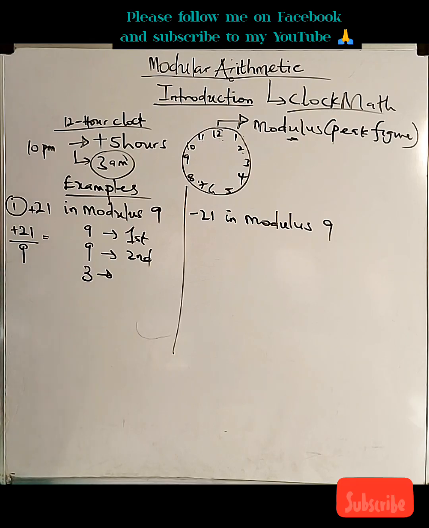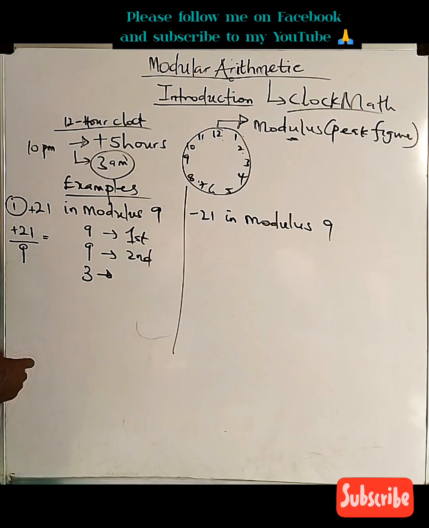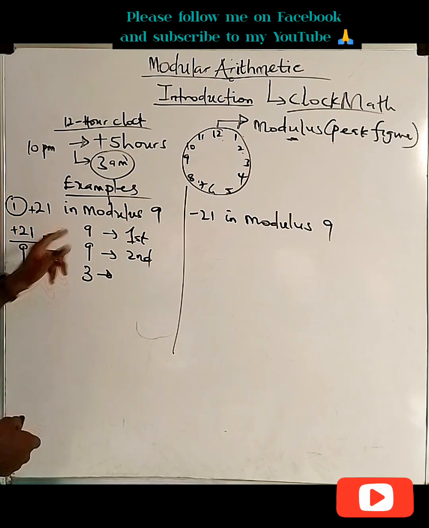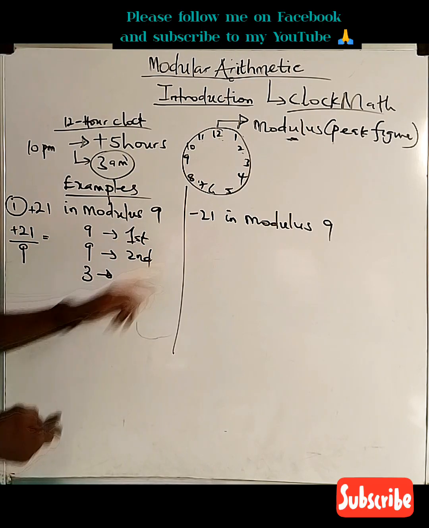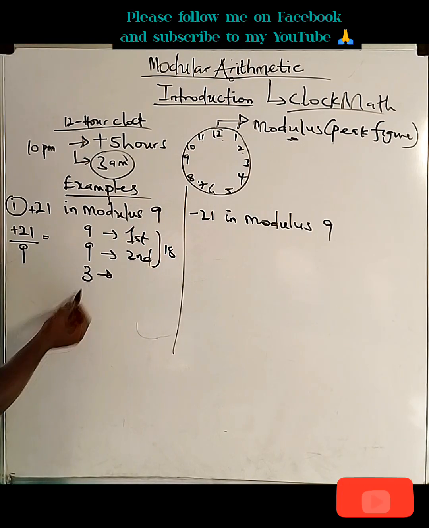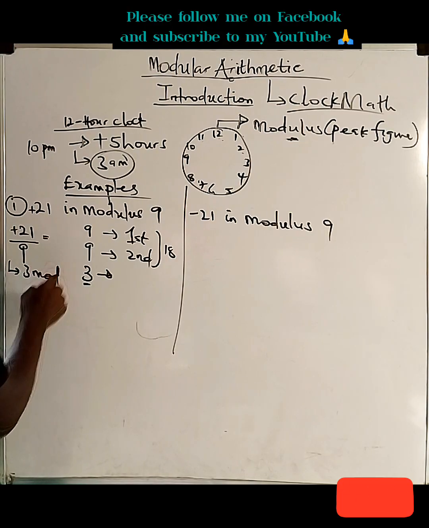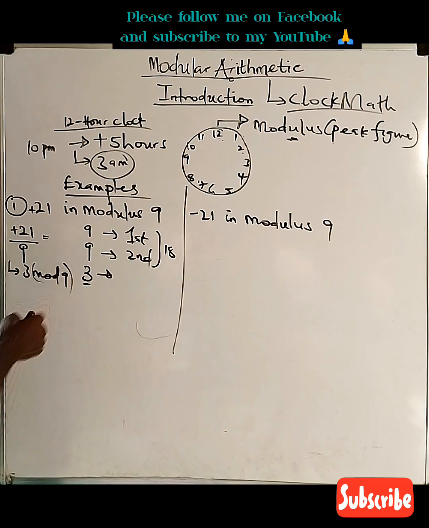So the same thing here. For positive 21 to be written in modulus 9, we have the first round 9, second round 9, which is 18 altogether. The third one is not up to 9, which is 3. So that is the answer, which is 3 modulus 9. That is the result.